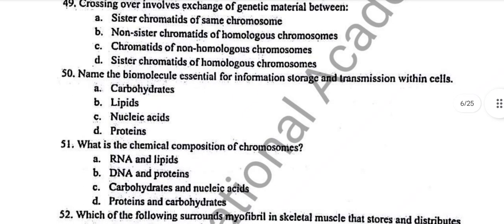Question number 50. Name the biomolecule essential for information storage and transmission within cells. A. Carbohydrates, B. Lipids, C. Nucleic acids, D. Proteins. And the correct option is C. Nucleic acids. DNA and RNA store, transmit, and express genetic information. Carbohydrates are mainly an energy source. Lipids are energy storage and membranes. Proteins are functional molecules but do not store hereditary information.